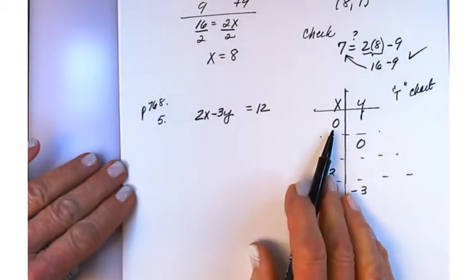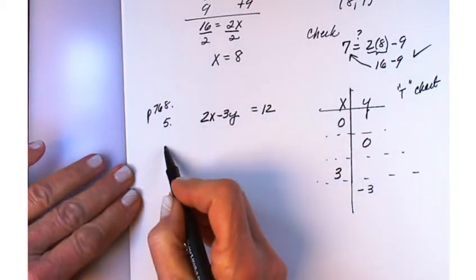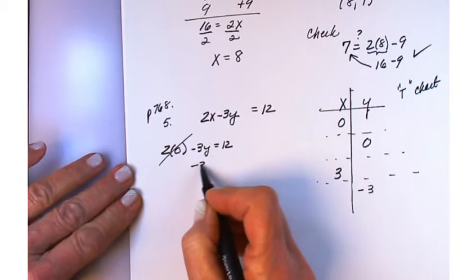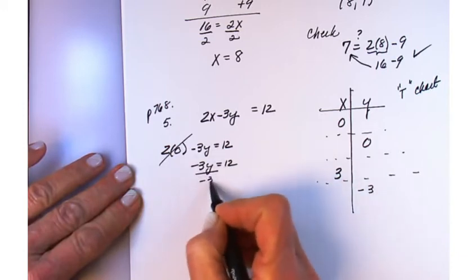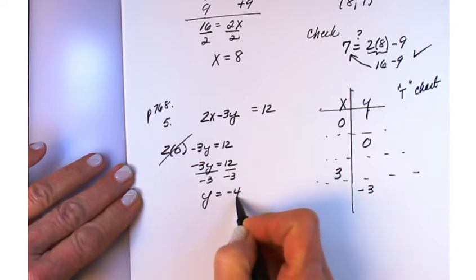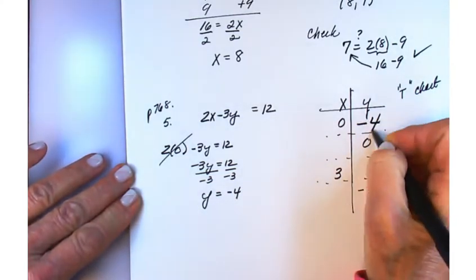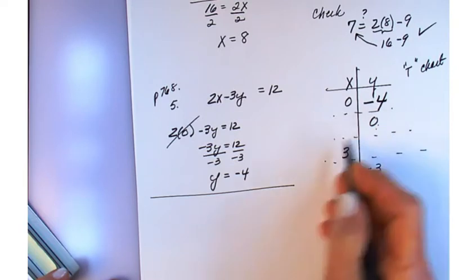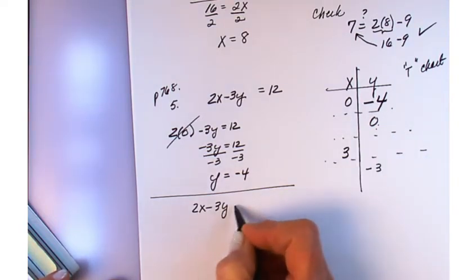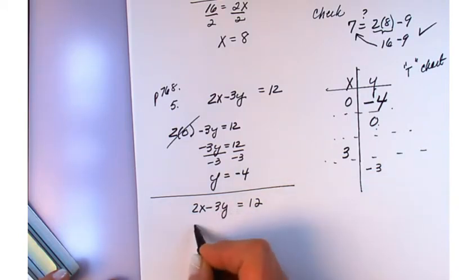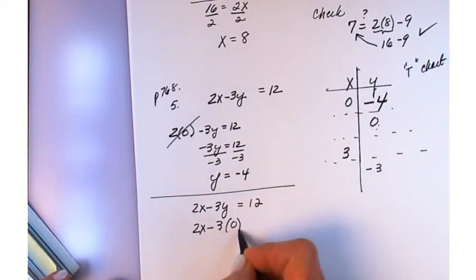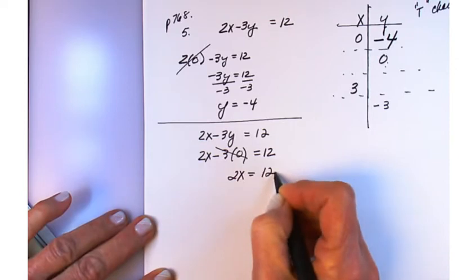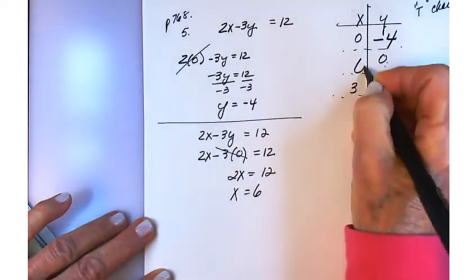We always have the option of finding the other one. So let's look. This is x equal to 0. So I'm going to write 2 times 0 minus 3y equal to 12, minus 3y equal to 12, and divide each side by negative 3, and I get y equal to negative 4. So that negative 4 goes right there. Okay, and now I'm going to let y equal 0. I'm going to substitute in the 0 right here. So I have minus 3 times 0 equals 12. I have 2x equal to 12 and x equal to 6. And that 6 goes right here.